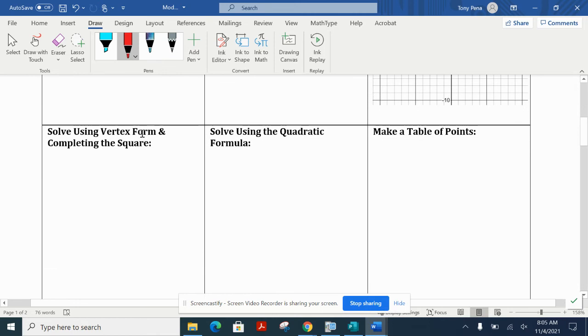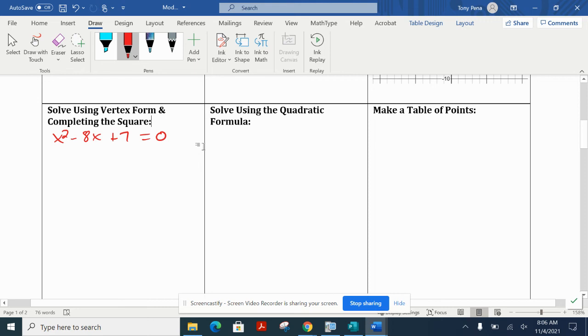Is this whole vertex form. So now go down to here, and I want you to solve this by putting it into vertex form. And then once it's in the vertex form, we're going to use our square roots. All right. So down in this one, rewrite that equation, x squared minus 8x plus 7 equals 0.